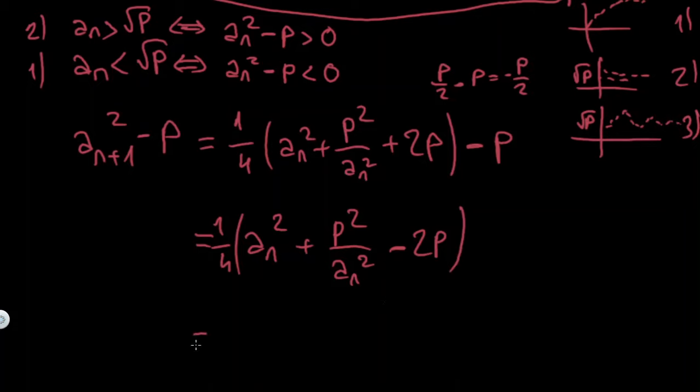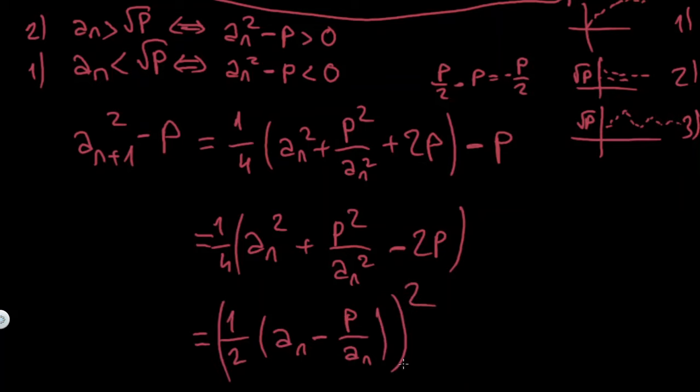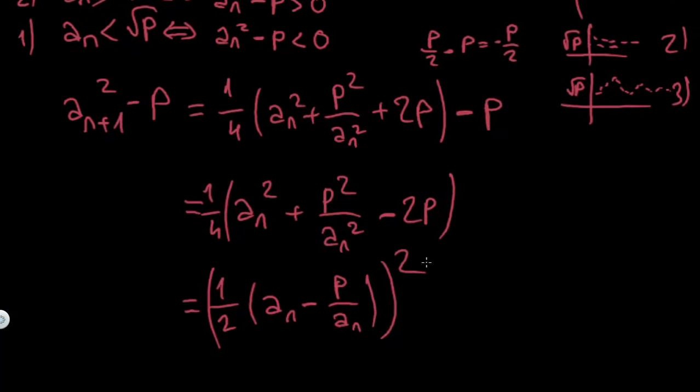And by the same thing, only this sign changes, and now it's an minus p over an squared. So this is something squared, and this has to be greater or equal than 0, and we are done.